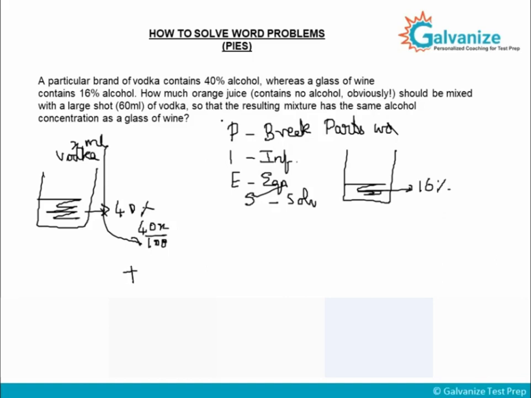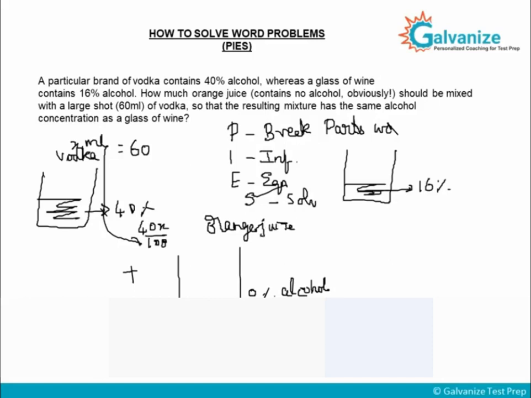I'm going to add it. It should be mixed with 60 ml of vodka. So X is actually 60, which is given to you. There is 60 ml of vodka. Orange juice contains 0% alcohol. How much orange juice should be added to this? This is your quantity of orange juice that's added.